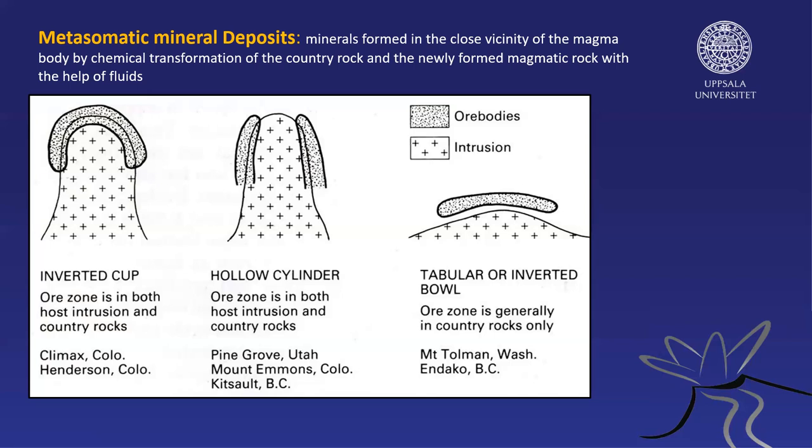You can find three shape types of this kind of deposit: inverted cup, hollow cylinder, and tabular or inverted bowl. In the inverted cup case, the formation of ore minerals happens in the host intrusion and the country rocks. Same thing for the hollow cylinder, but for the tabular or inverted bowl, it's only in the country rock.